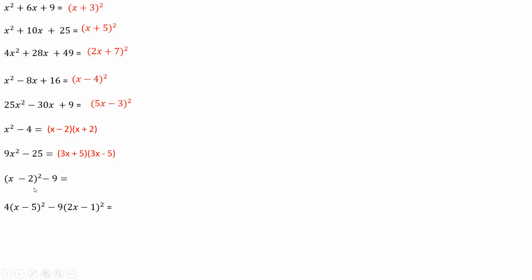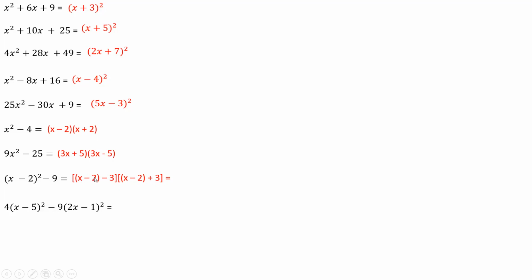Now the first term is x minus 2, all of it squared. It's a binomial. The second term is 9. So I need the root of x minus 2 squared, which is the binomial x minus 2. The root of 9 is 3. So I write a bracket, x minus 2 minus 3 into x minus 2 plus 3. This is the root of the first term minus the root of the second, the root of the first plus the root of the second.